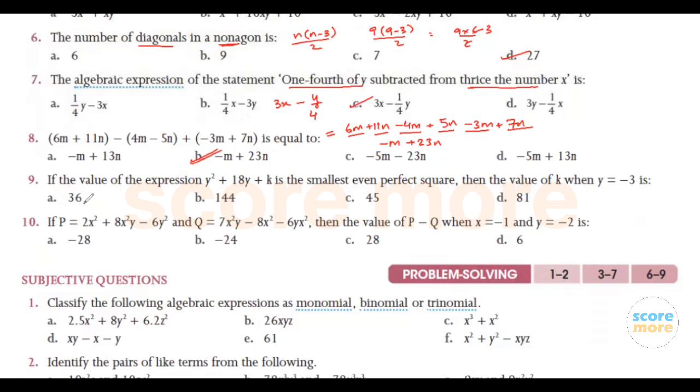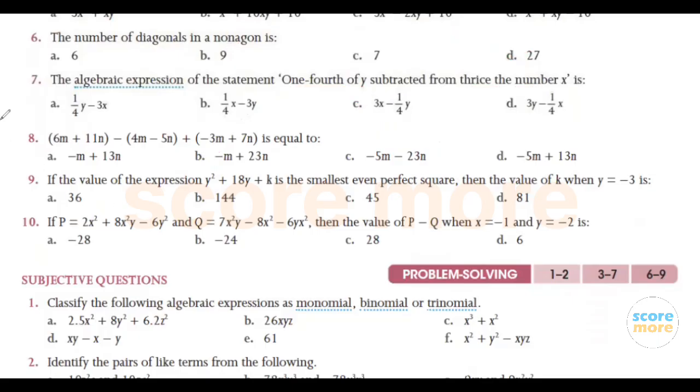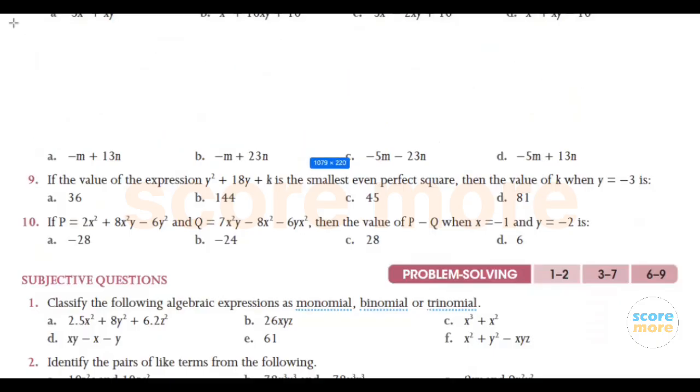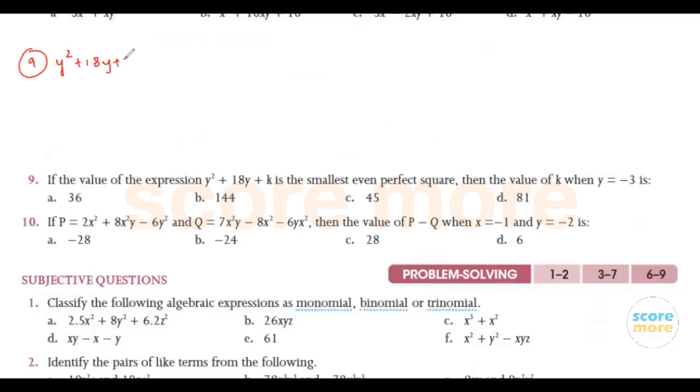Now question number 9: if the value of the expression y square plus 18y plus k is the smallest even perfect square, then we have to find out the value of k when y is given to us as minus 3. So question number 9: y square plus 18y plus k, that should be equal to smallest even perfect square number, which is 0. 0 is the smallest even perfect square number. हमें इसमें रिप्लेस करनी है वैल्यू ऑफ y इज minus 3.